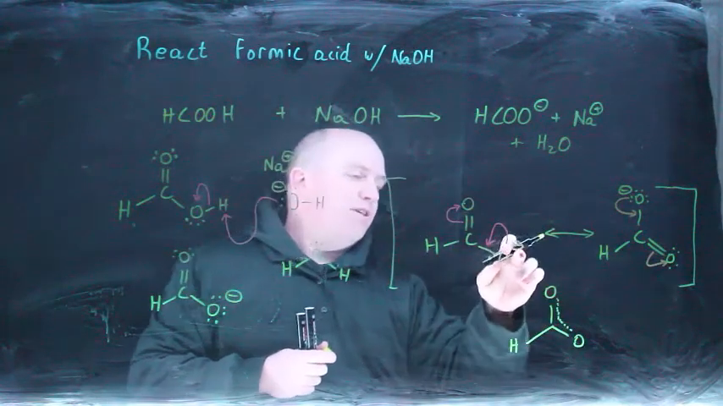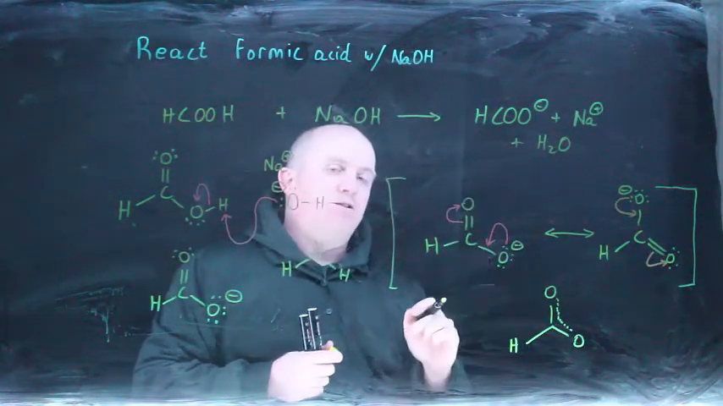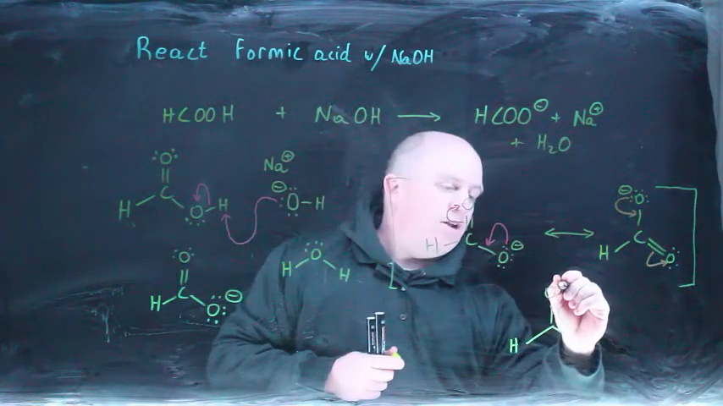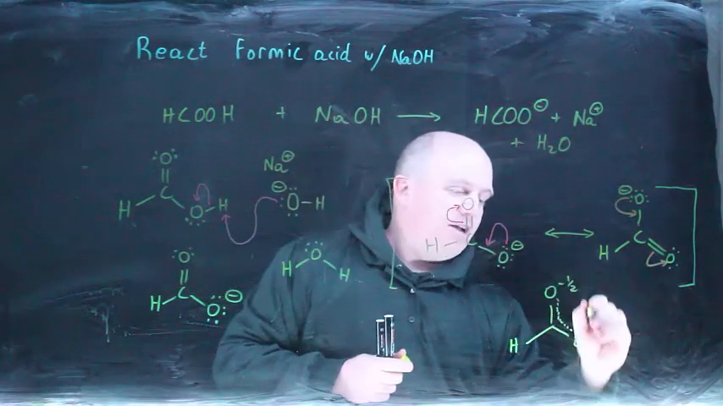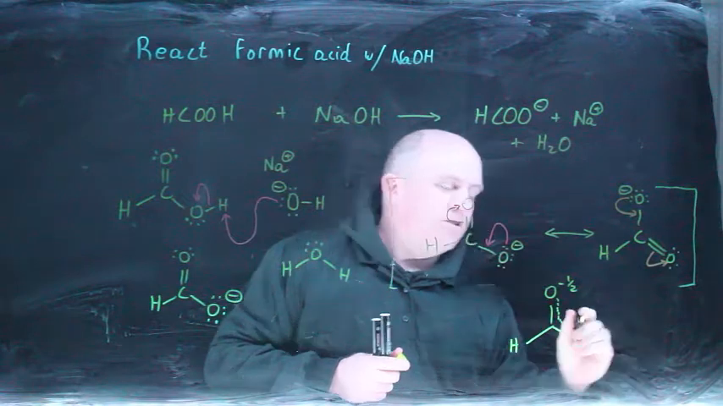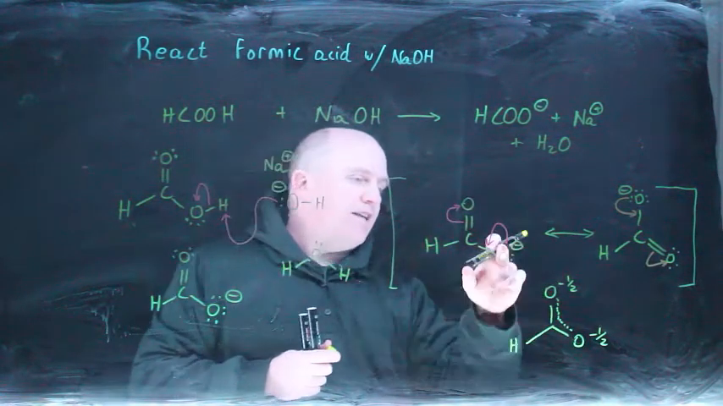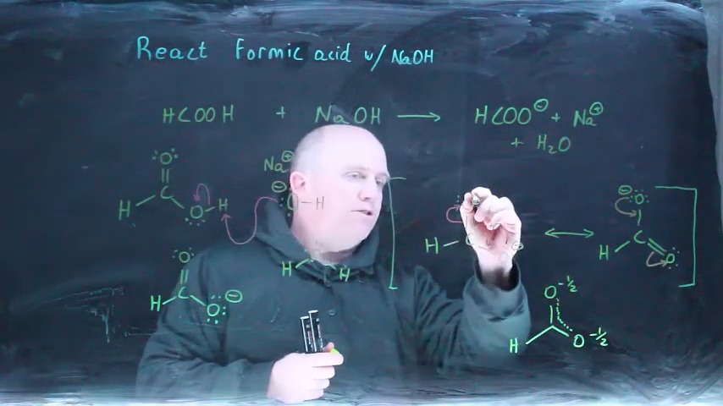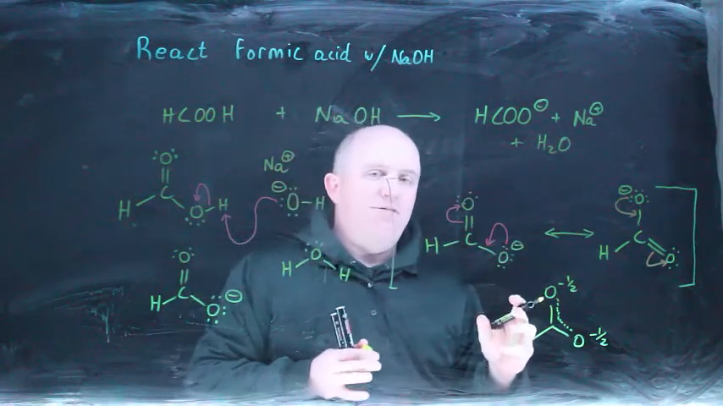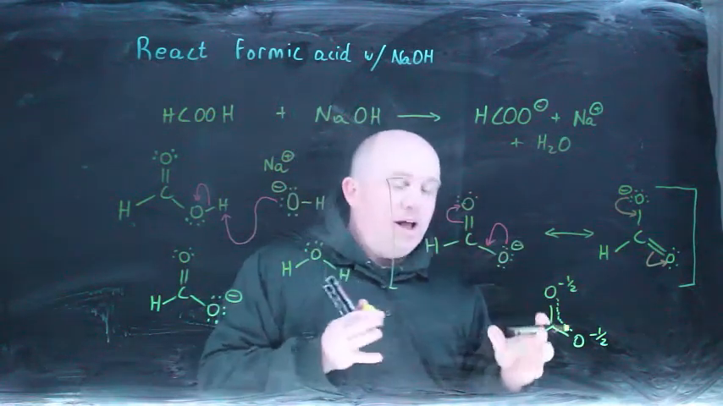I don't want to think of this oxygen as having a minus and this oxygen as being neutral. I will instead want to think of each oxygen as having minus 1/2 on it. I don't want to think of each oxygen as having either 2 lone pairs or 3 lone pairs. I want it to have kind of the density that's in between, 2.5 lone pairs, if you will.